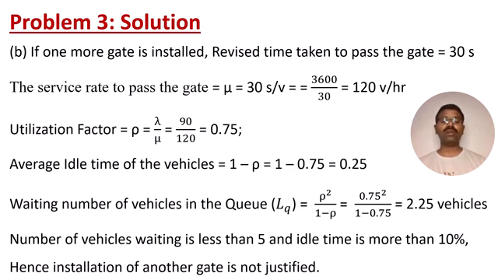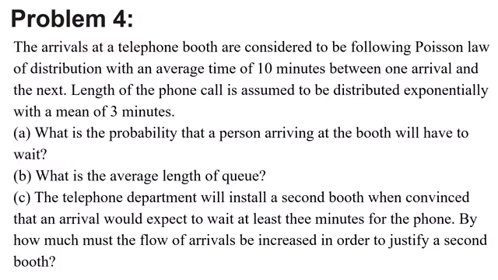So finally what we can say is, the number of vehicles waiting is less than 5 and the idle time is more than 10%, hence installation of another gate is not justified. So that is the solution. Let us try to solve one more problem similar to this.